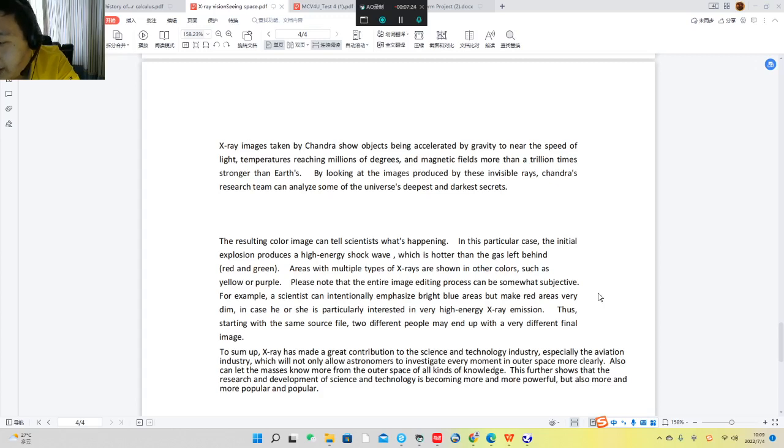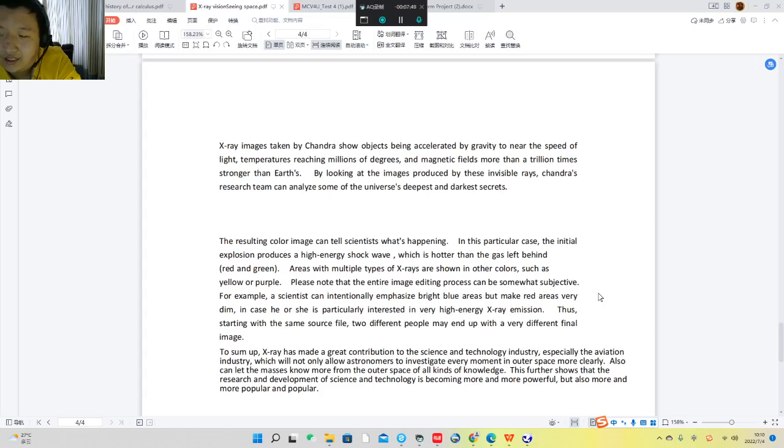In this particular case, the initial explosion produces a high-energy shock wave, which is hotter than the gas left behind, shown as red or green. Areas with multiple types of X-rays are shown in other colors, such as yellow or purple.